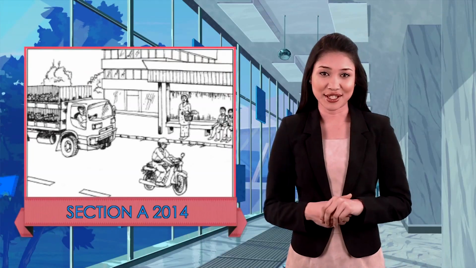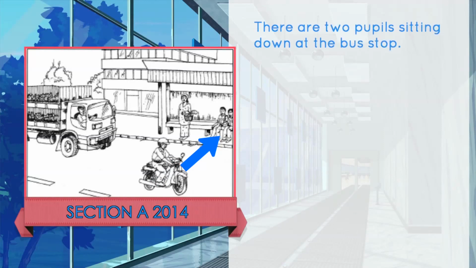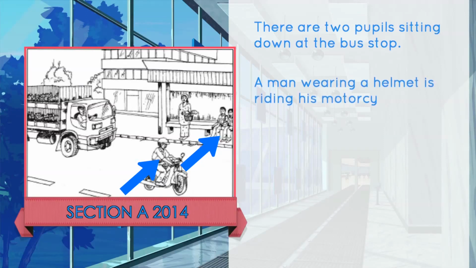Going back to the same picture, let's write a sentence about the two pupils. There are two pupils sitting down at the bus stop. Now let's write what the motorcyclist is wearing, what he's doing, and his location. A man wearing a helmet is riding his motorcycle past the bus stop. We can also do the same thing with a woman at the bus stop, but with more detail.